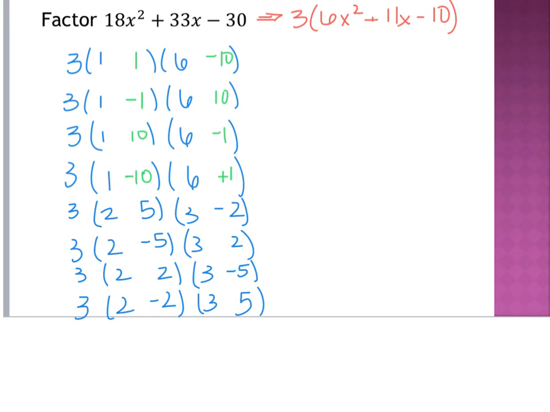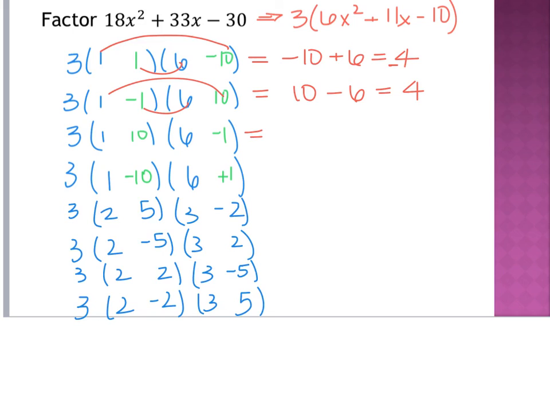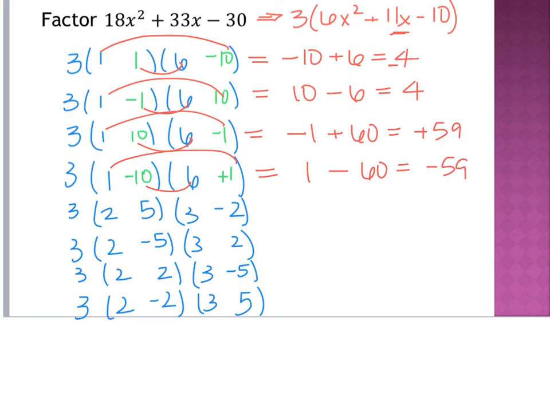So here I listed out the rest of them, and I'm just going to go ahead and work through these real quick. So if I do my outside terms, this gives me negative 10 plus a positive 6, which is a negative 4, not what I wanted. Outside gives me 10, inside's going to give me a negative 6, which will give me a positive 4. So outside is negative 1, inside is 60. This is definitely not going to give me that 11 that I've been looking for up here, because this is a positive 59. Then I have 1 times 1 is a positive 1. Negative 10 times 6 is a negative 60. So now I have a negative 59.